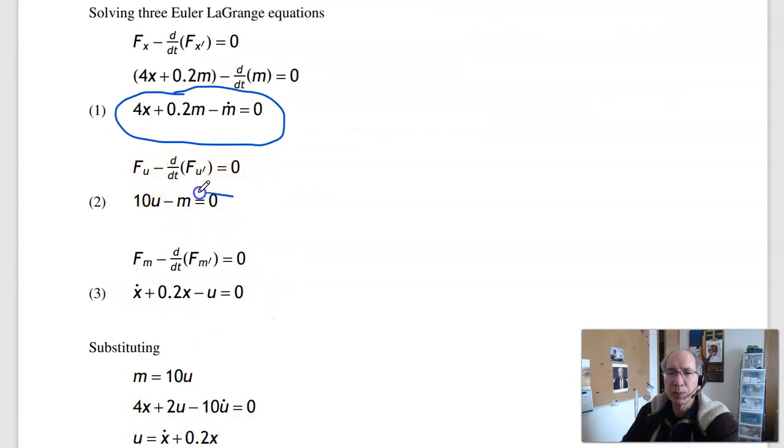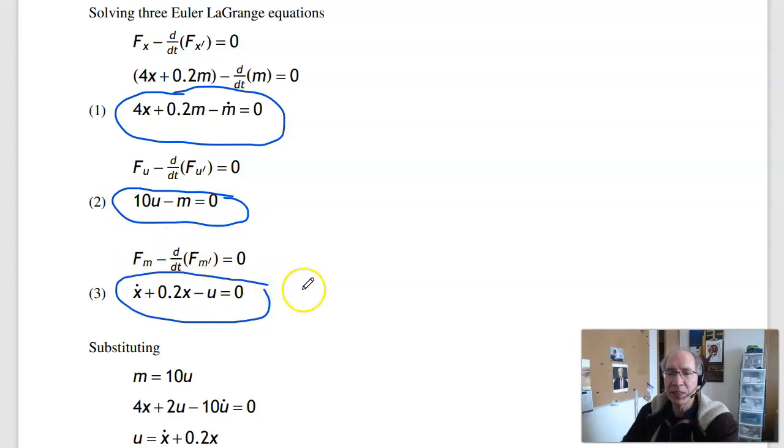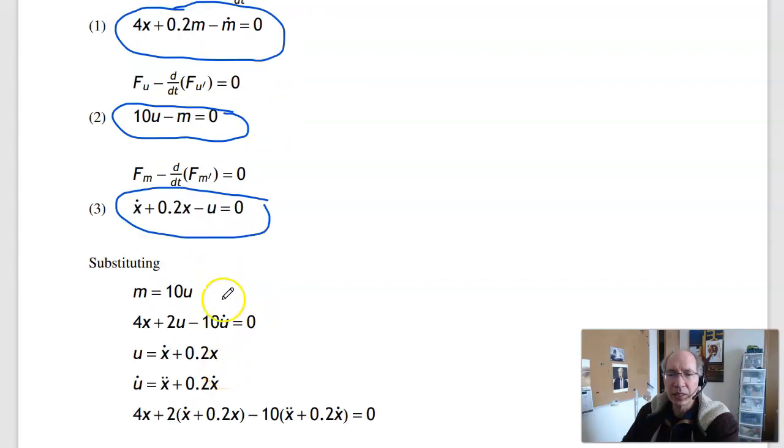Repeat with respect to u. This equation has to be satisfied. Repeat with respect to m, and this equation has to be satisfied. So solve these three differential equations. The way I did that is equation 2 says that m is 10u. Plugging it in, if m is 10u, then m dot is 10 u dot. Then this bottom equation.